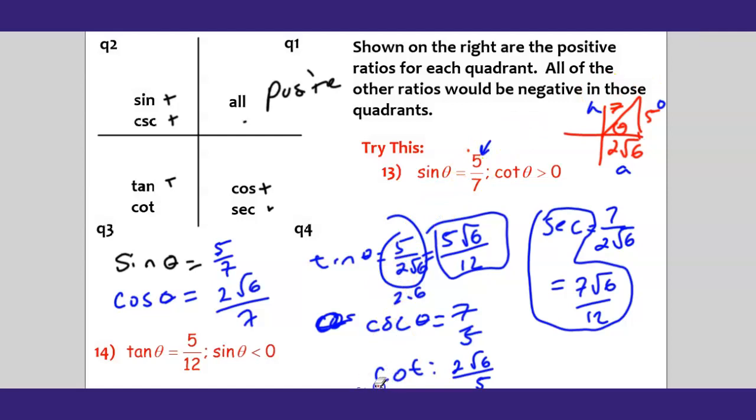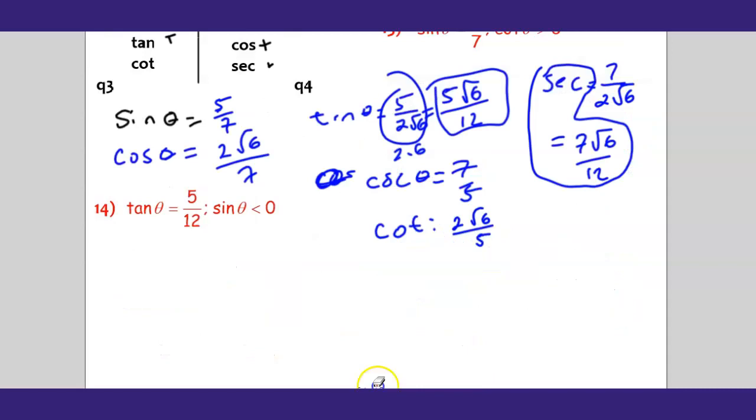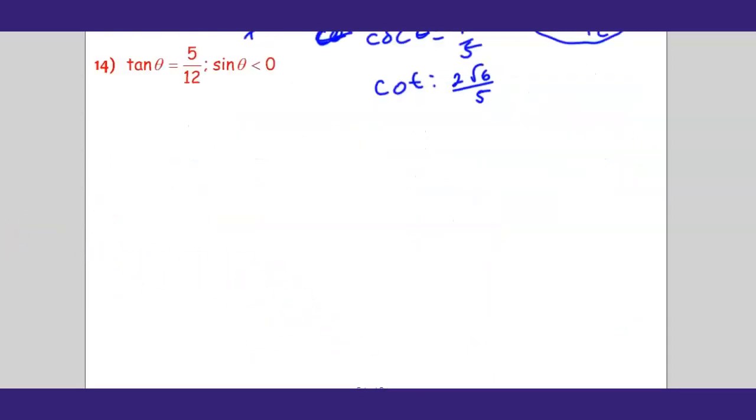Sorry about that noise. Let's do it one more time. All right, for this problem right here. Let's erase.